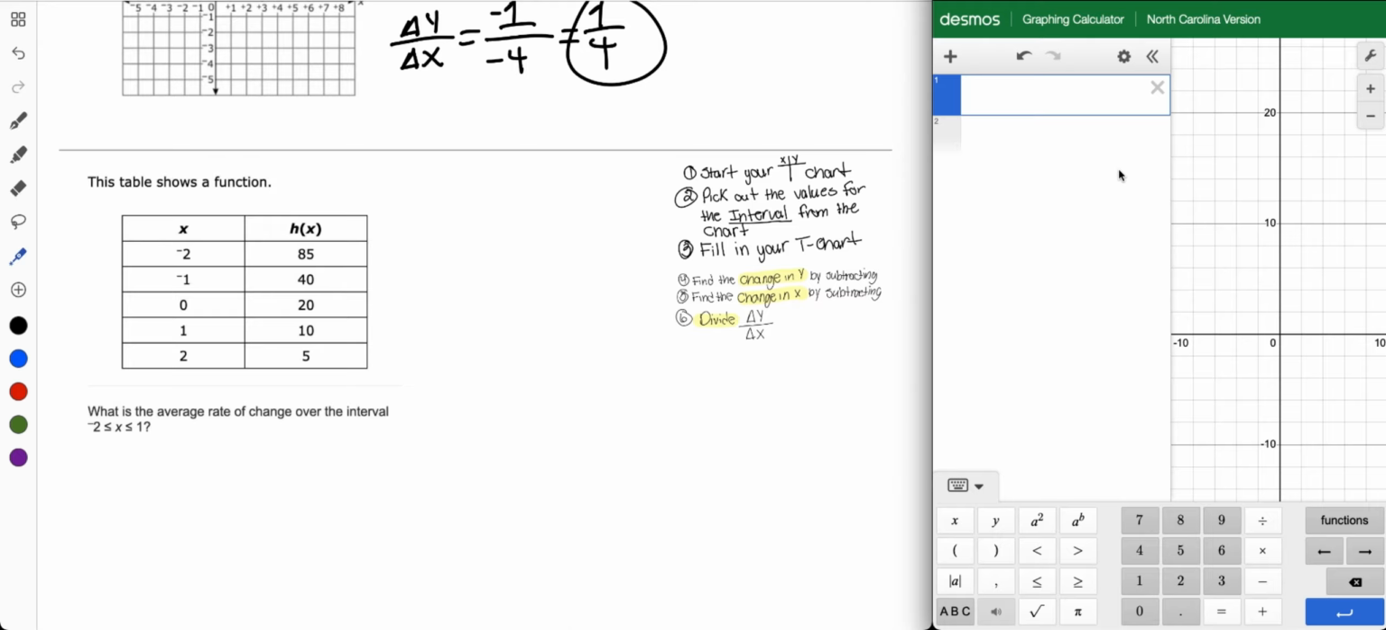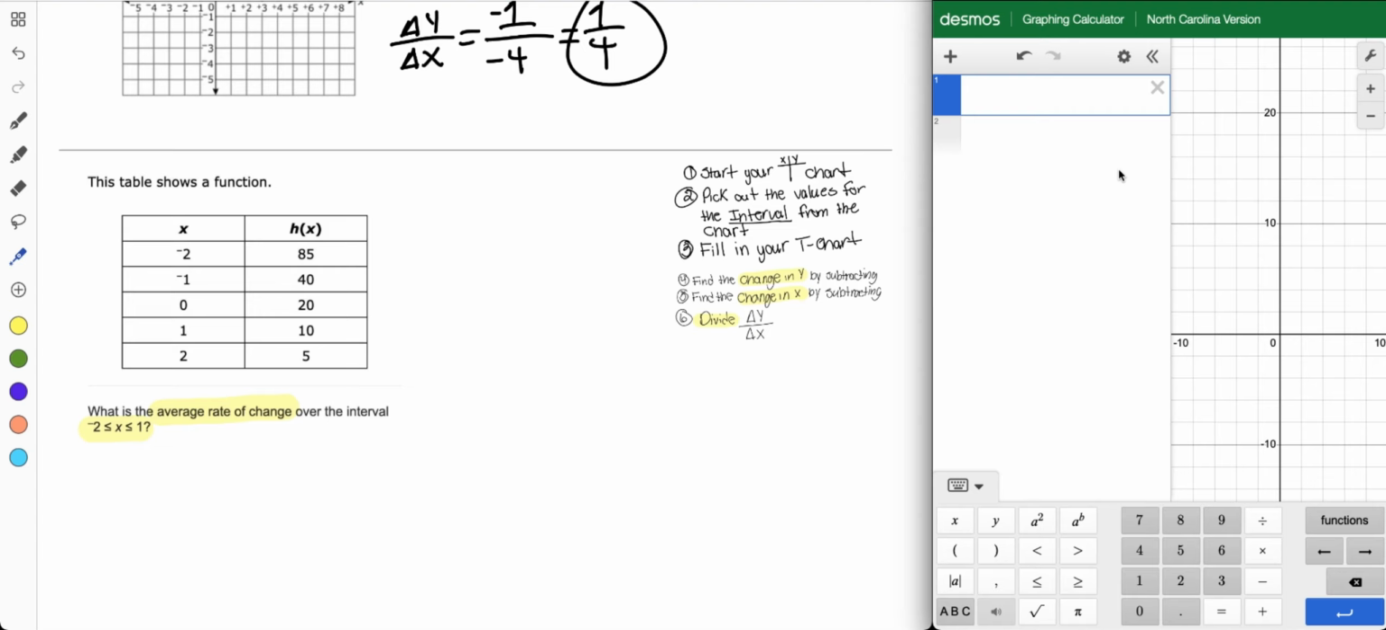So our last example says that the table shows a function. It says what is the average rate of change over the interval -2 is less than or equal to x, which is less than or equal to 1. Okay. Now, in order for us to find the average rate of change, let's highlight the key things: average rate of change and the interval that they want us to find.